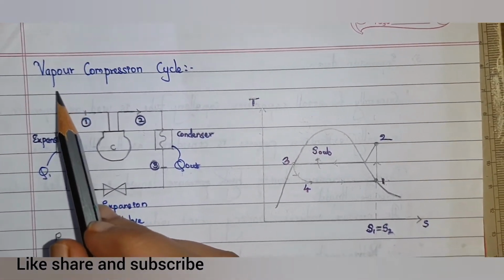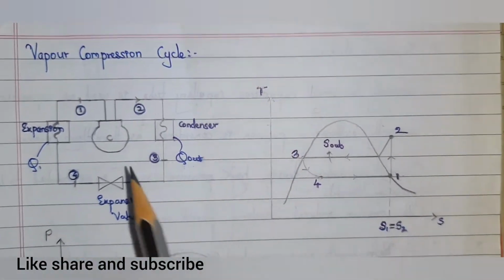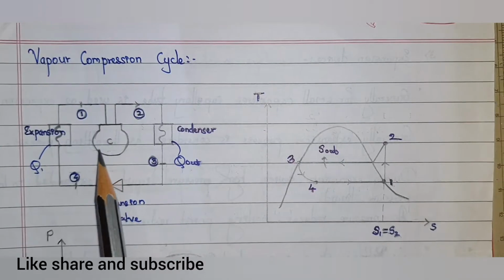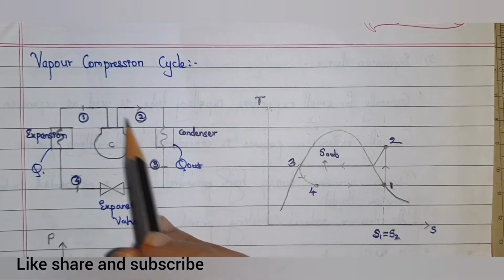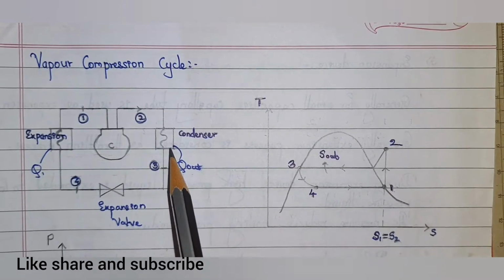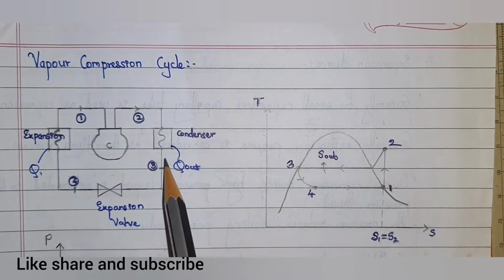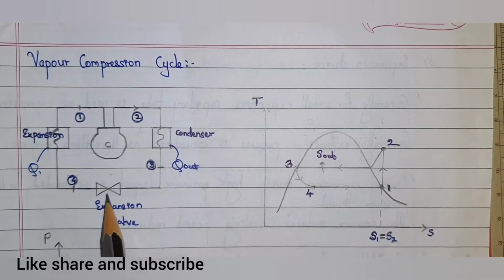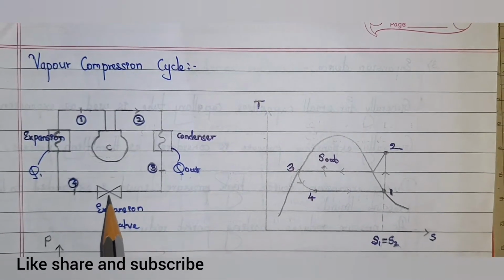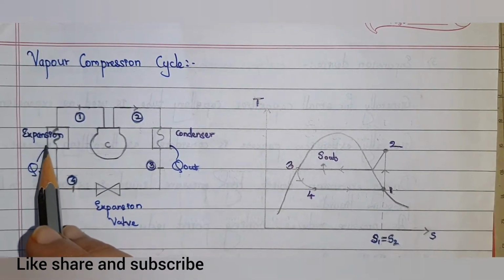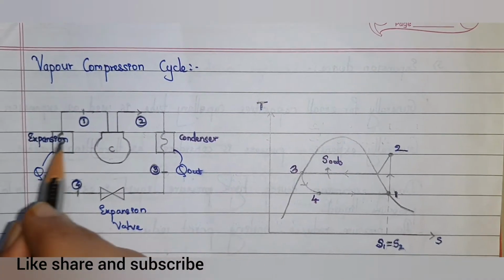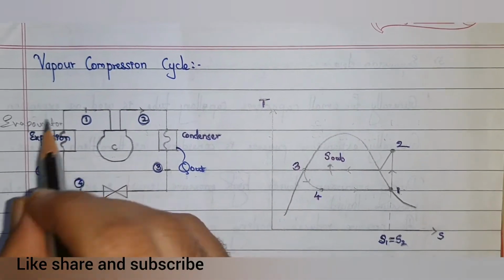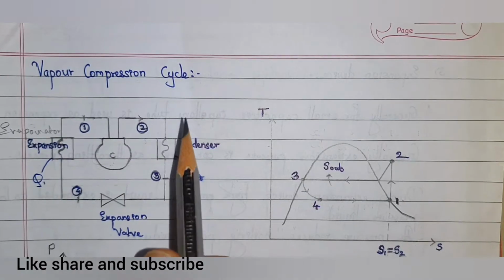Now our next topic is the vapor compression cycle. Here this C is the main part, that is the compressor. This compressor compresses the refrigerant and transfers it to the condenser, and this condenser liquefies the vapors and sends them to the expansion valve, where they are expanded and transferred to this evaporator, and this evaporator again transfers it to the compressor.